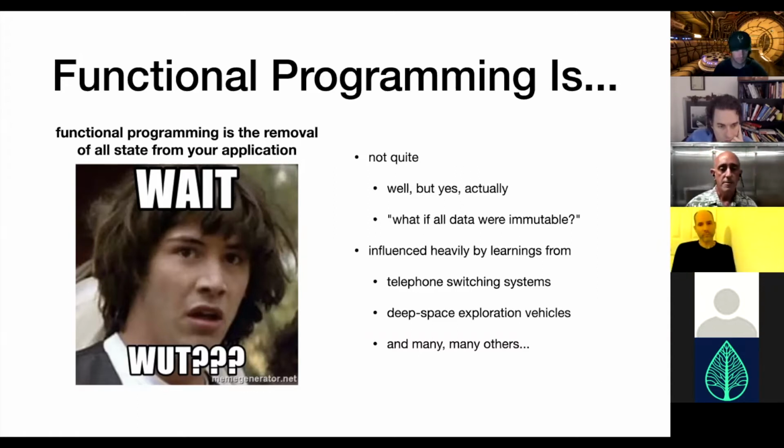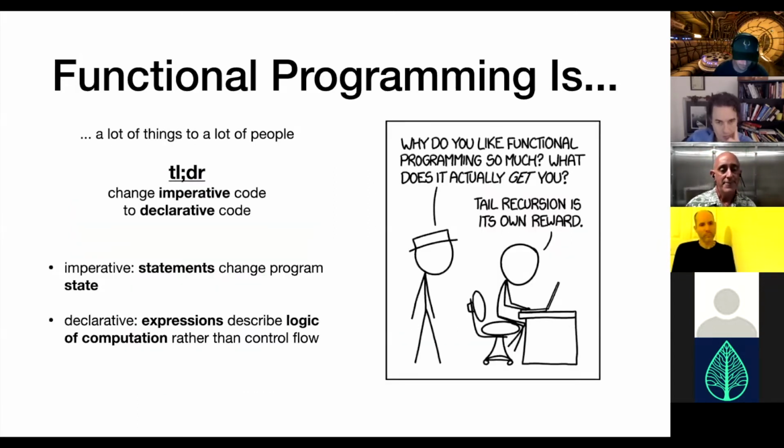Additionally, functional programming is a lot of things to a lot of people. If you ask any 10 people what functional programming is, you will get 10 very different answers. Some people will talk about buzzwords. You'll hear about things like tail recursion and declarative this and that, and a whole bunch of things being thrown around, but really it is that removal of state. And in a slightly more defined terminology, you're changing imperative code, we'll talk about that in a second, to declarative code.